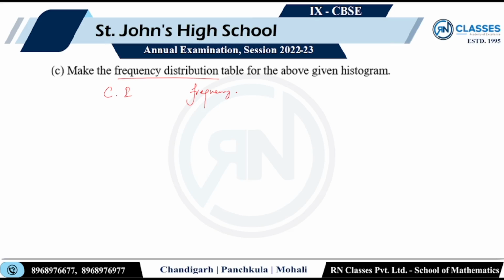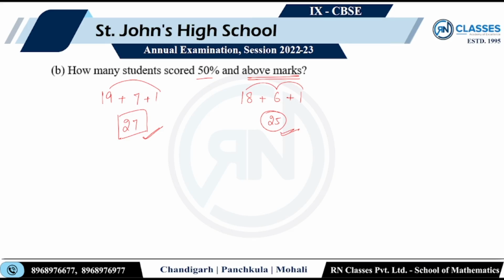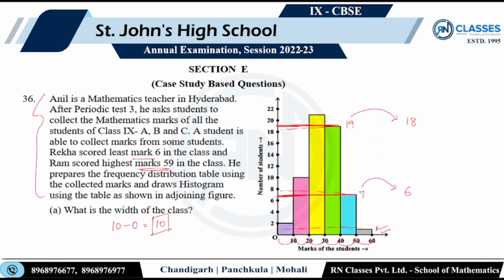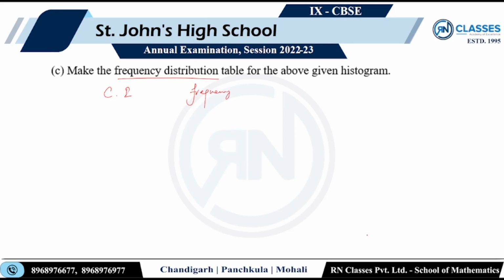So frequency, अब मेरे को class intervals चाहिए होंगे पहले. So class intervals क्या है? 0 to 10, 10 to 20, 20 to 30, 30 to 40, 40 to 50, 50 to 60. So class intervals मैं simple लिख दूंगा 0 to 10, 10 to 20, 20 to 30, 30 to 40, 40 to 50, and 50 to 60. These are the class intervals. And what about the frequency?